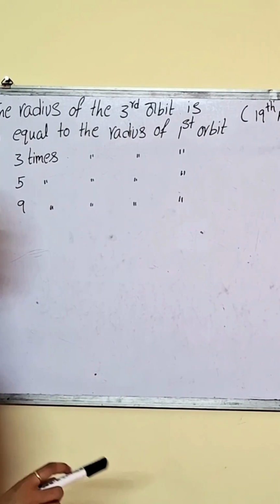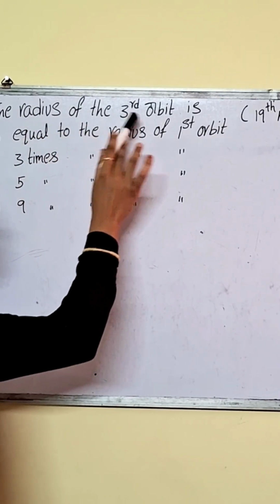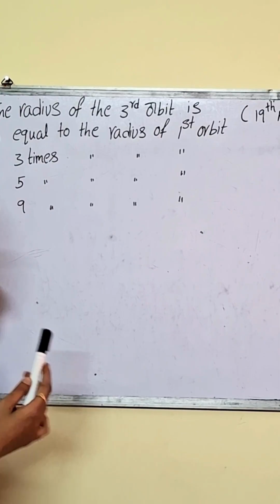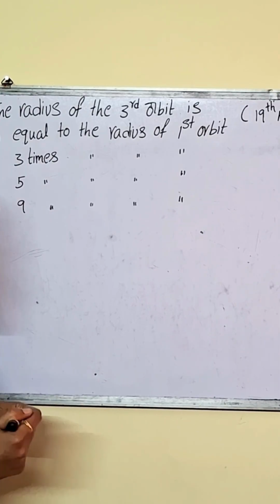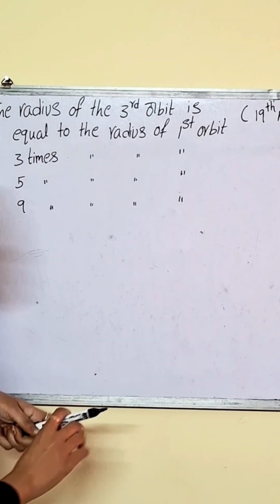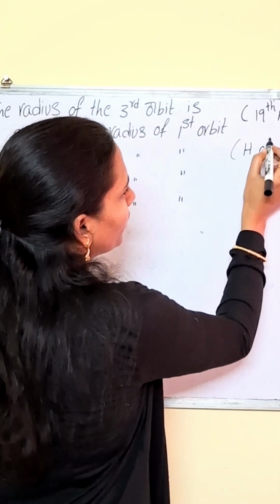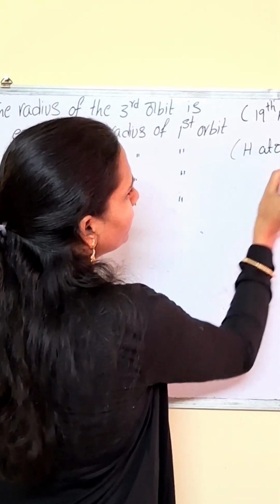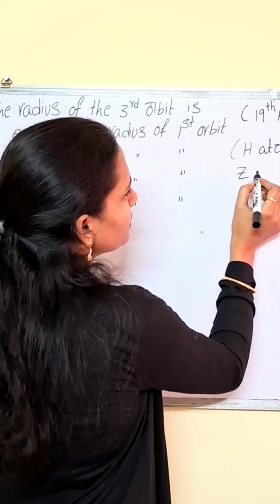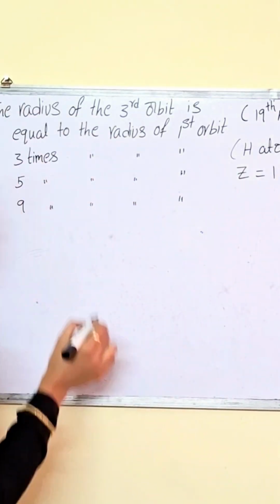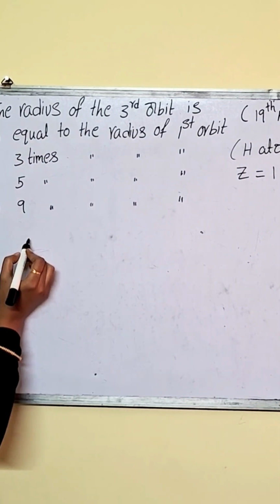First of all, we have to calculate the radius of the third orbit. Here they didn't give any atom, so we have to take a hydrogen atom only, according to Bohr's model. So the hydrogen atom, whose atomic number is 1. Now we have to calculate the radius.